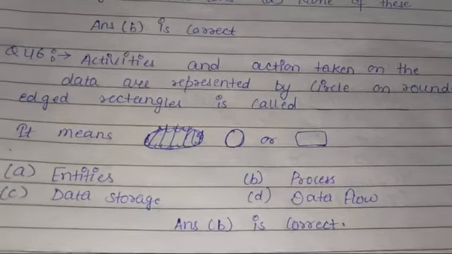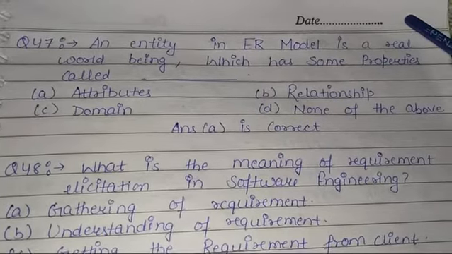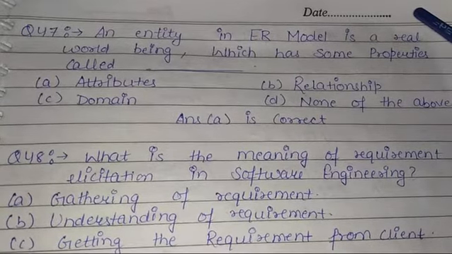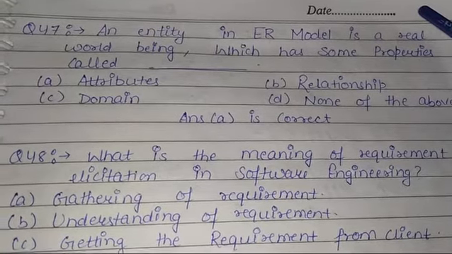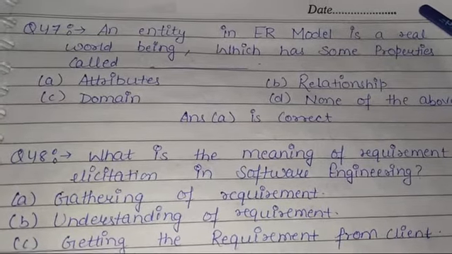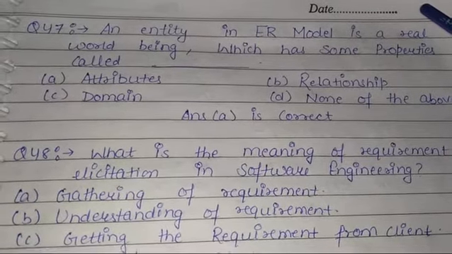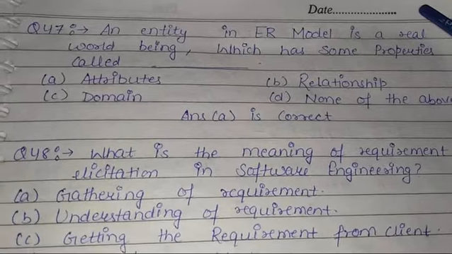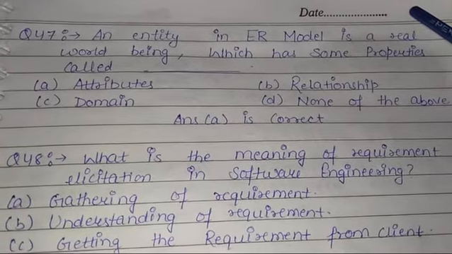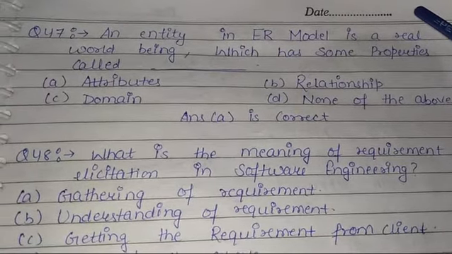Question 47. An entity in ER model is a real world being which has some property called dash. A. attributes, B. relationship, C. domain, D. none of the above. So here answer A is the correct answer. It is called an attribute.